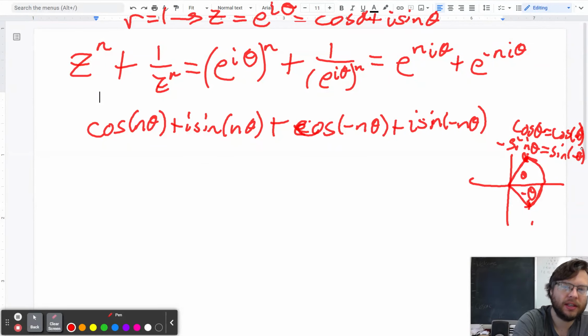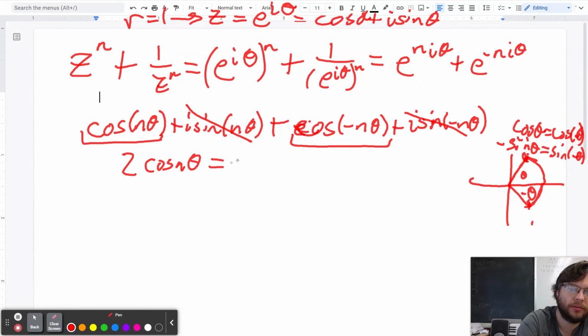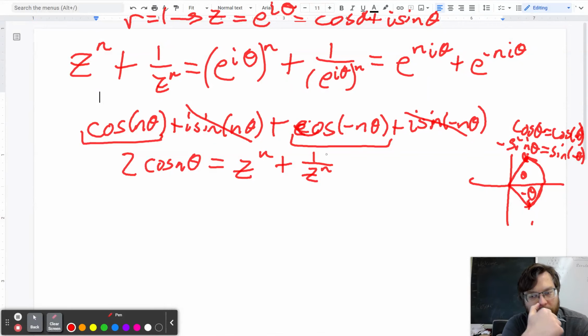And applying those two ideas, I can see that this piece is identical to this piece, but this piece is the opposite of that piece. So I end up with 2 cosine of n theta. We have this wonderful identity here. Please keep in mind this identity only works when the r value is equal to 1. Think about why it would break down.